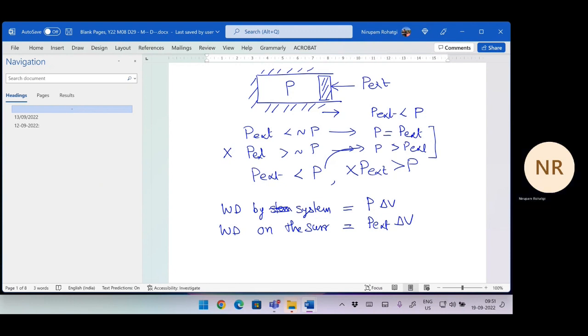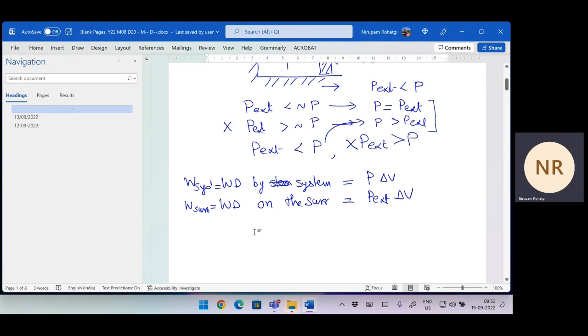And there will be a difference between the two. You can say this is equal to P system and this is P external. Where has this difference gone? What is happening to the difference? The system is doing work P delta V and the work transferred to the surrounding is P external delta V. And there is some finite difference between the two. So the system is doing more work and less work is going into the surrounding. Where is the remaining work?